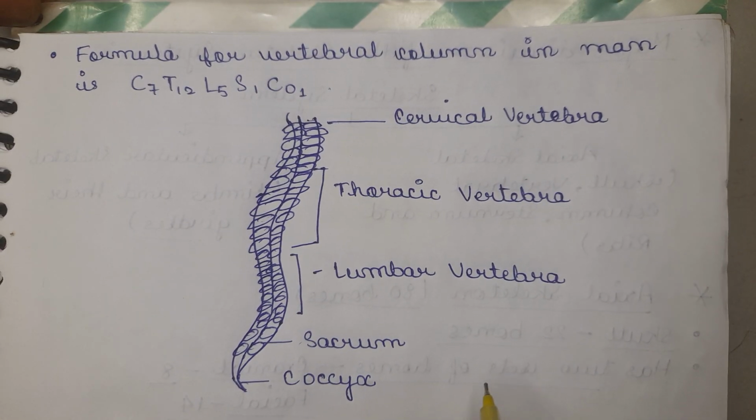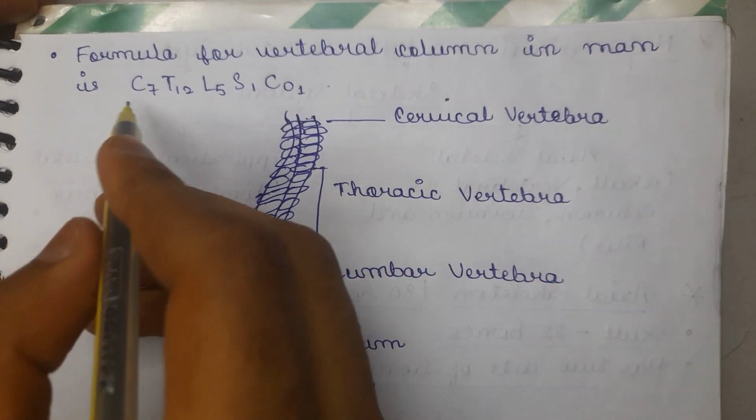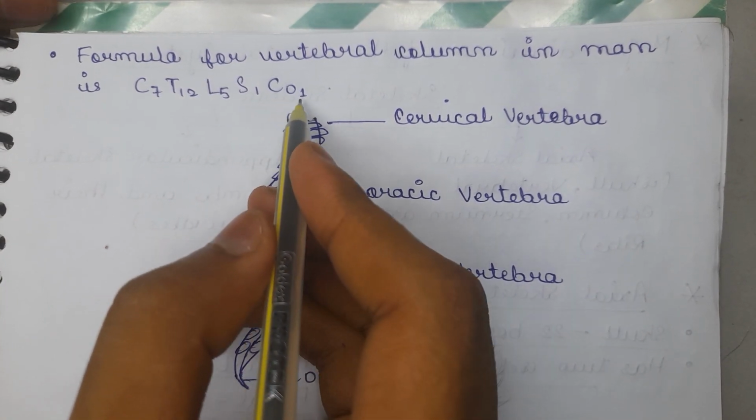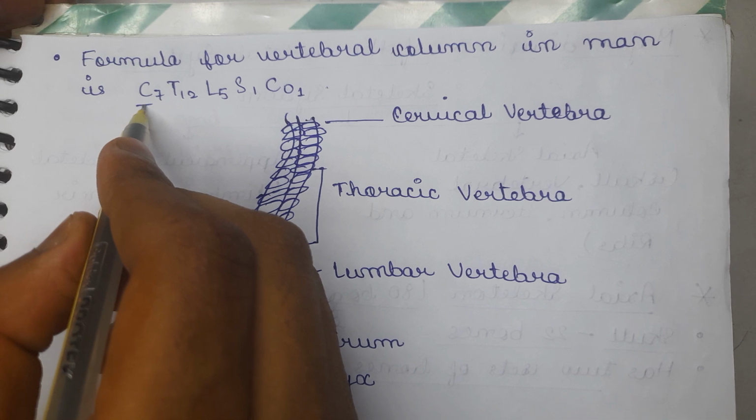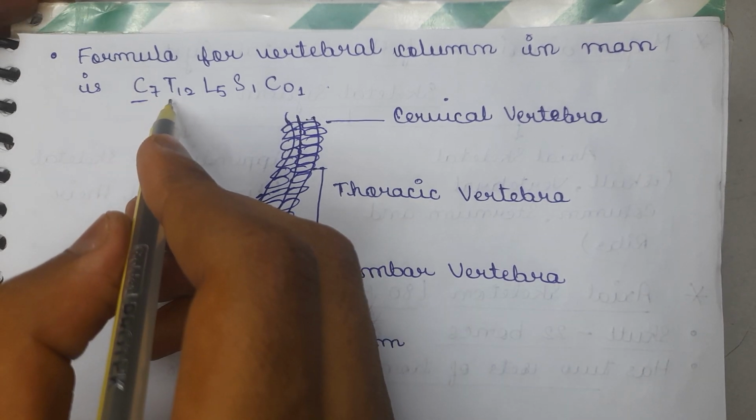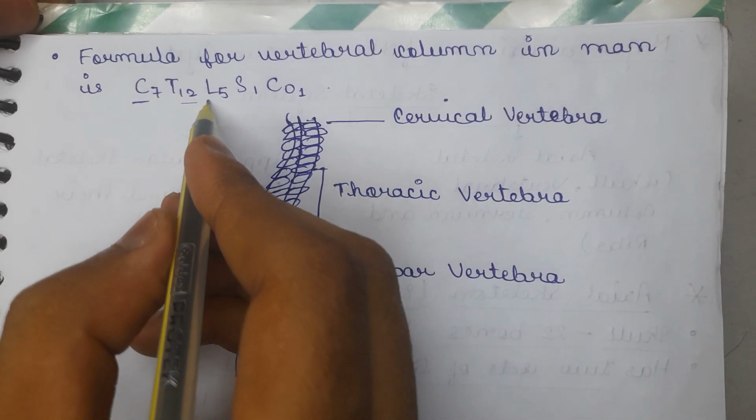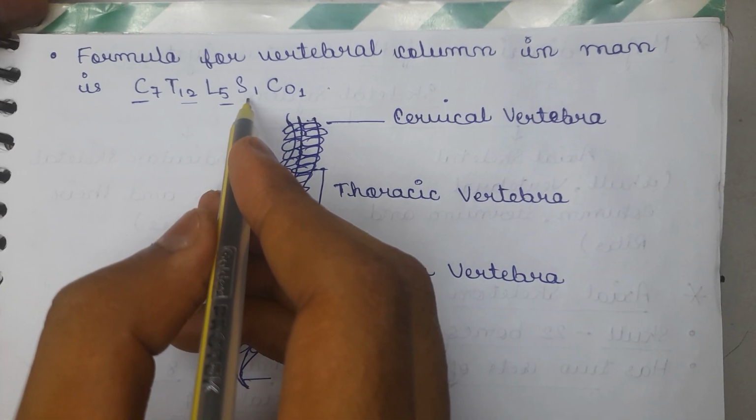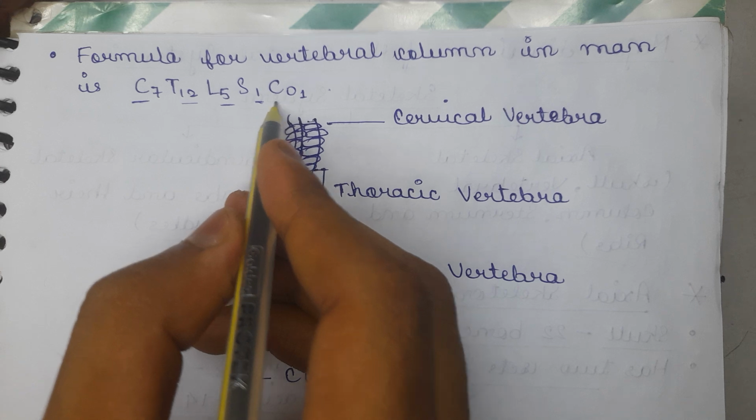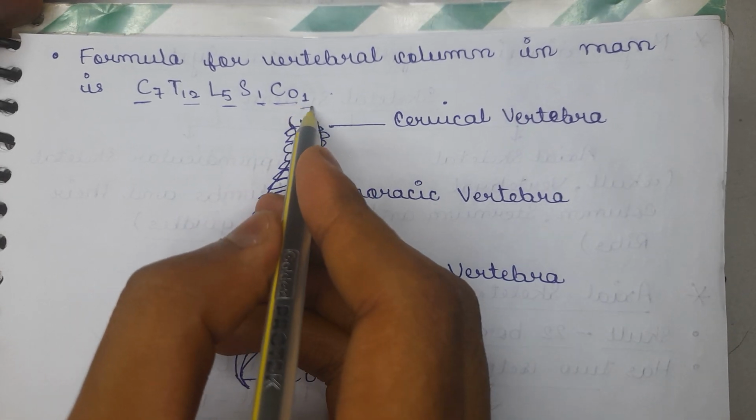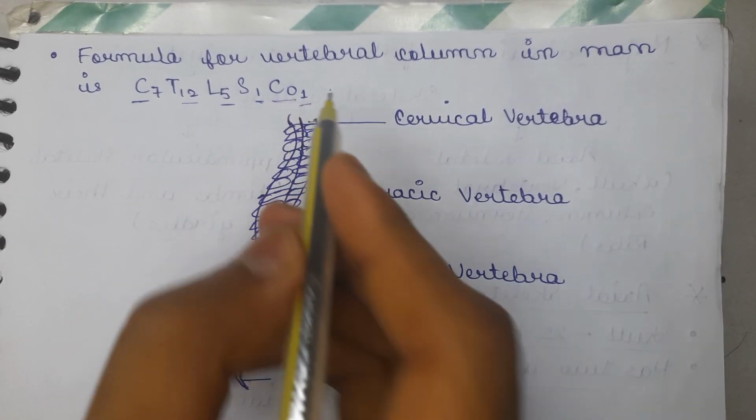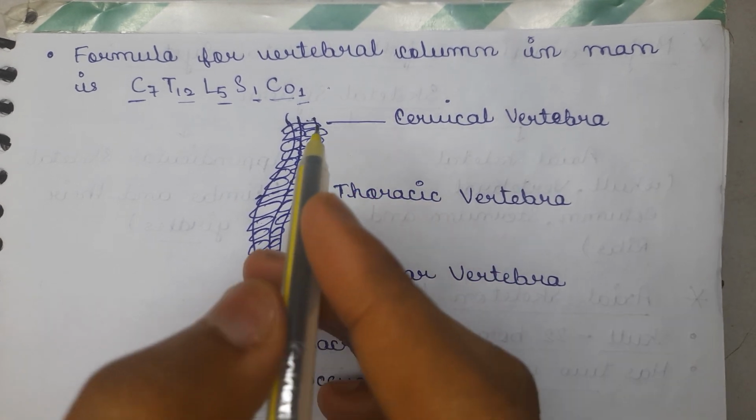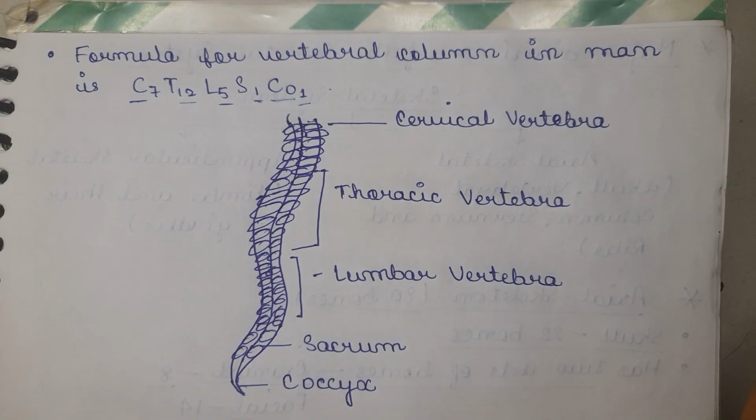Now the formula for the vertebral column in man is C7 T12 L5 S1 and coccyx CO1. Here C represents the cervical, T represents the thoracic with its number of bones, L represents the lumbar, which is 5, sacral or sacrum is 1, and coccyx is also 1. By this formula we can remember the vertebral column present in our body.